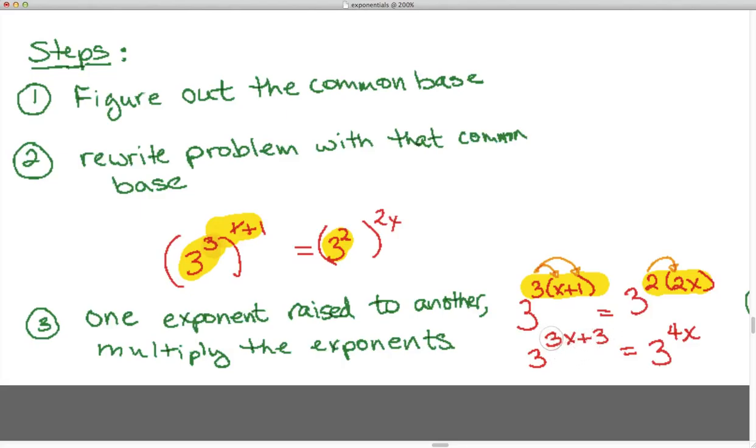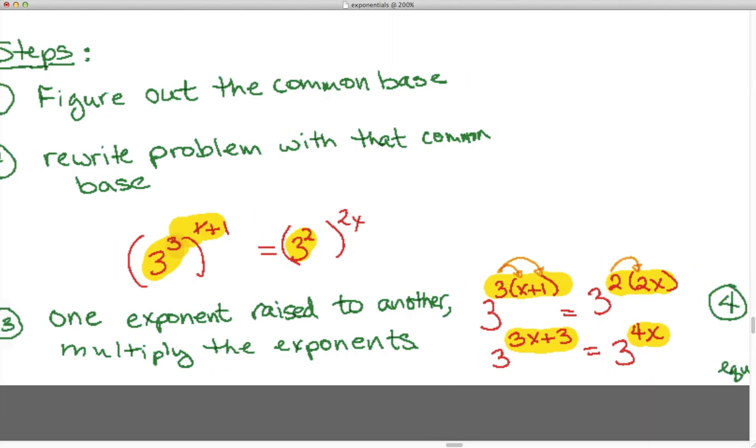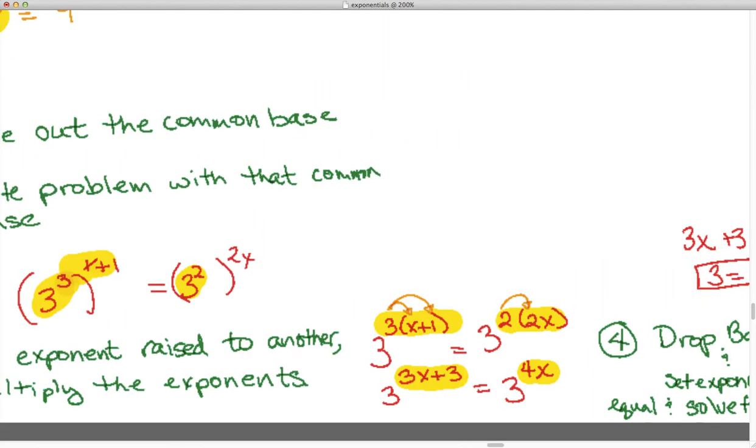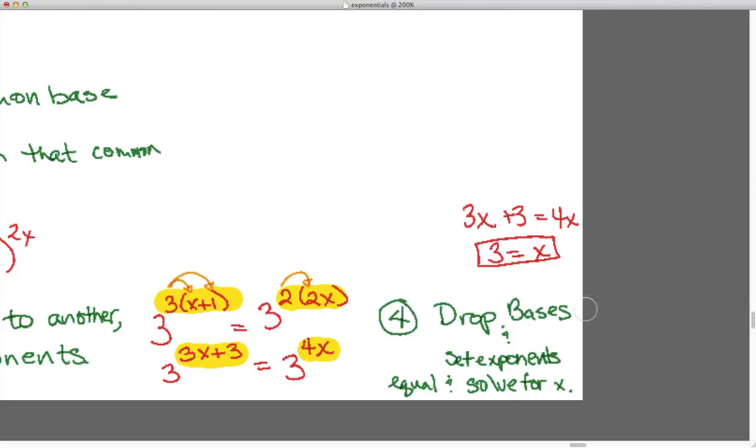And then you distribute the 3 and multiply the 2 and 2. And now that you have the same bases, what you do is set the exponents equal to each other, drop the bases, and just solve for x. So in this case you can subtract this 3x on both sides and we have x equals 3.